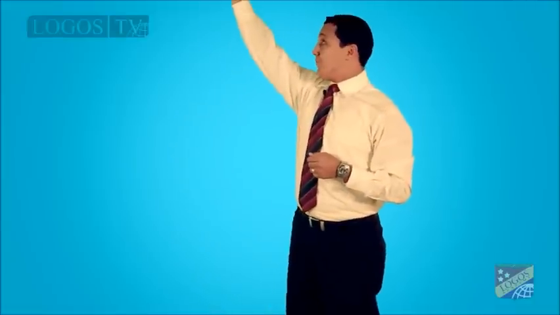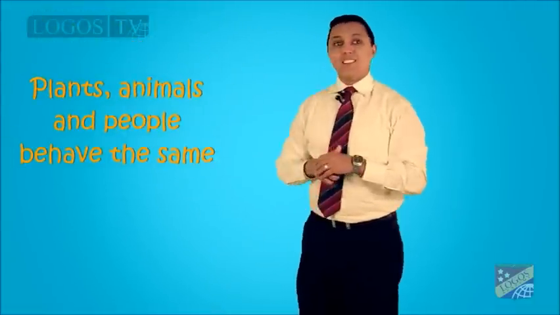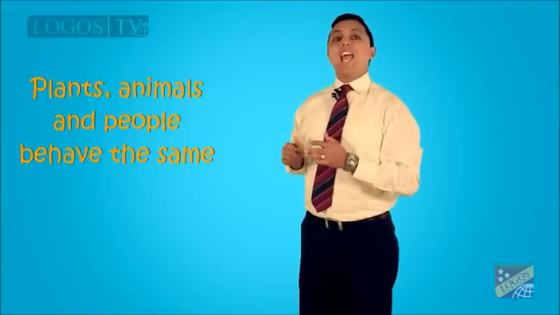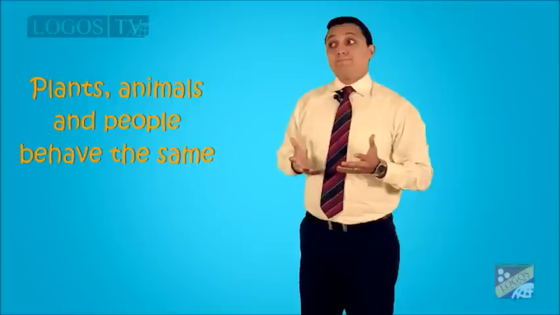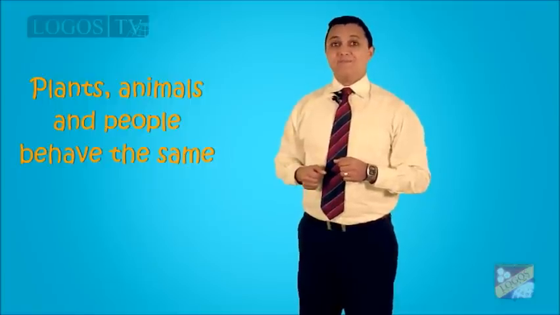Let's go with number 5. Plants, animals, and people behave the same way. True or false? You are right. Totally false. Plants cannot do the same things animals and people do. For example, they cannot move around or go look for food to eat.